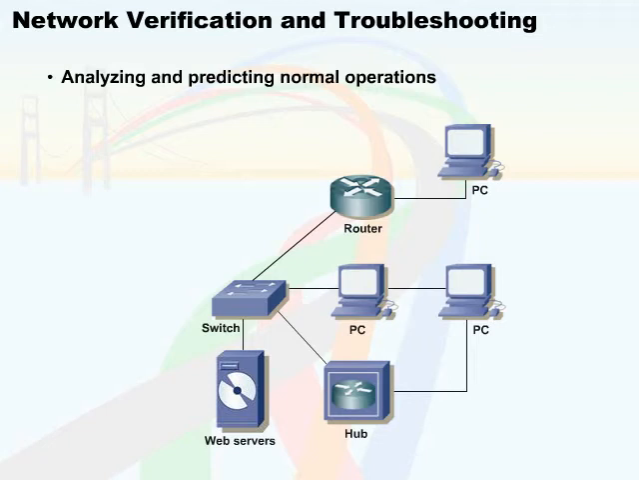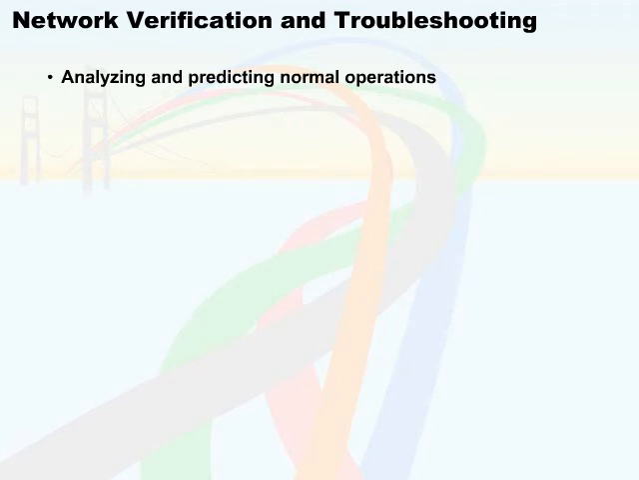Normally, the two PCs should be able to ping each other. One of them is unable to ping the other. You can examine the documentation and identify the normal path of traffic between these two PCs. The second step is problem isolation.